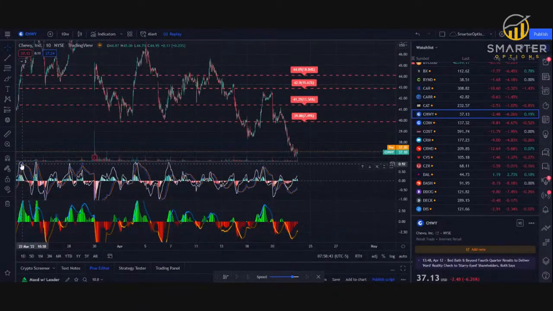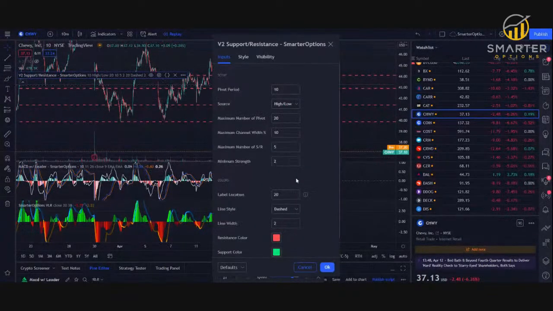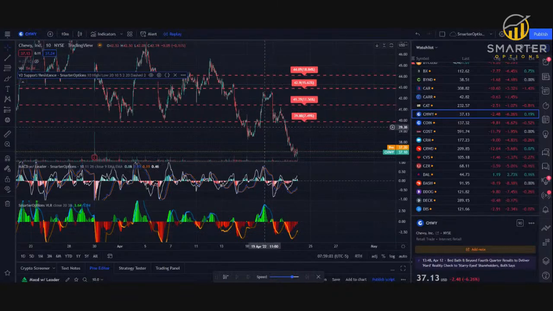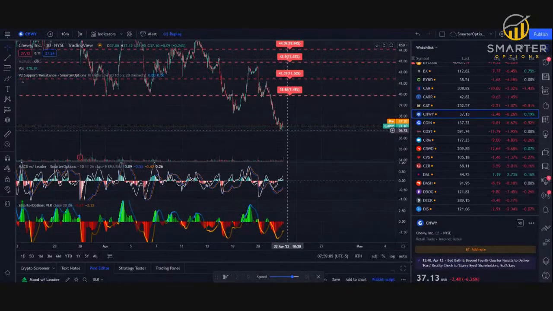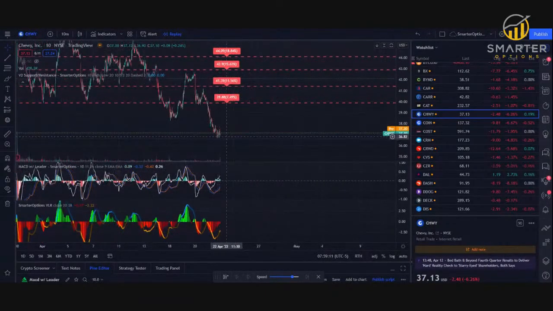Now we could go into my settings if you guys wanted to, okay? You can change some of the stuff: how far back it looks, maximum number of pivots, source, minimum length, strength, maximum number of SR. You can change all this stuff. But it is going to wait until this becomes a new verified support, and then it would draw a new line for you guys, okay?